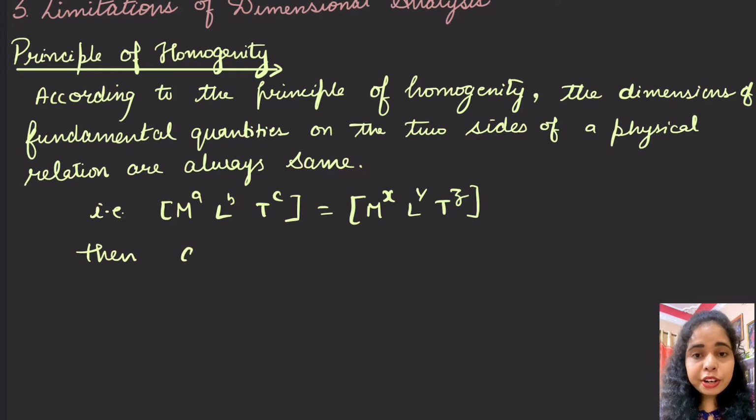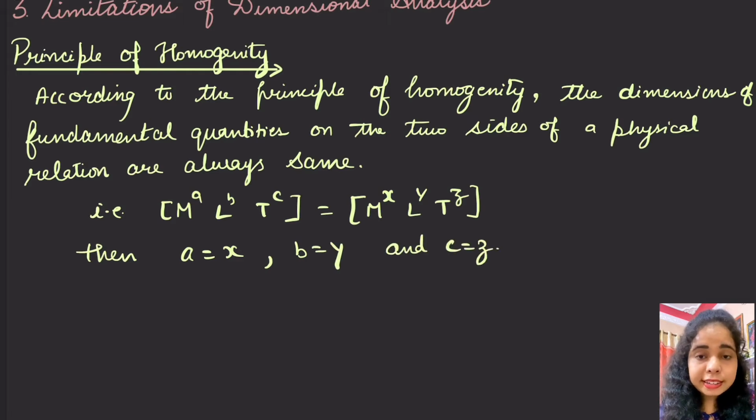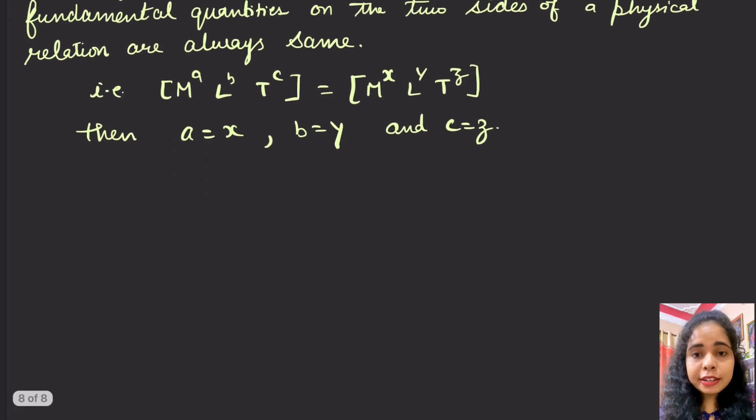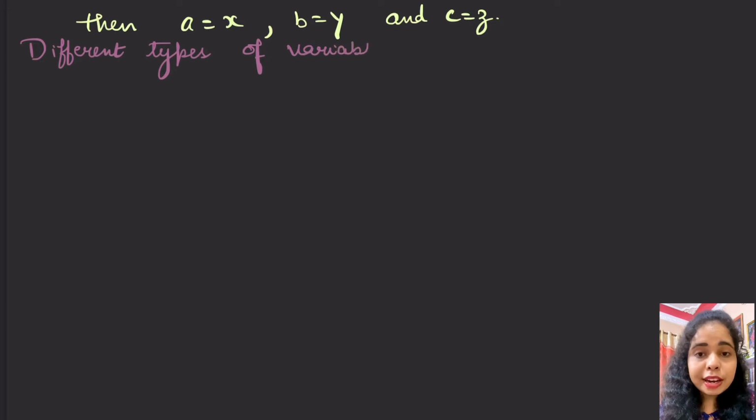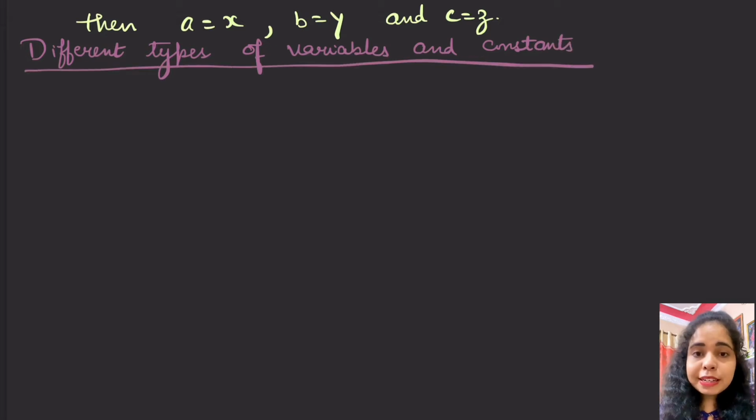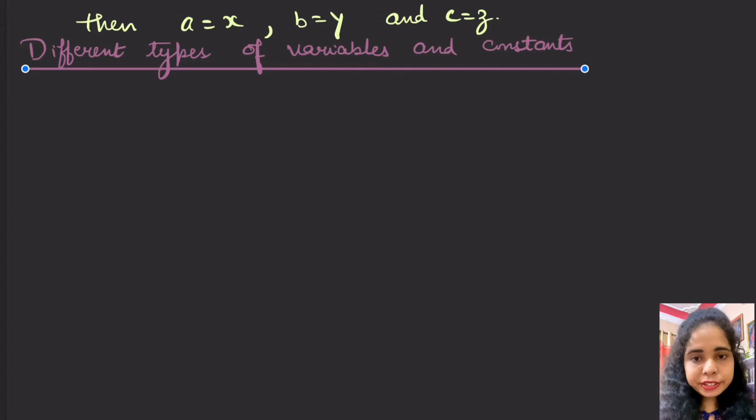In this case, according to the principle of homogeneity, the dimensions of mass on the left hand side are equal to the dimensions of mass on the right hand side, that is a is equal to x. Similarly, dimension of length on the left hand side of the equation is equal to dimension of length on the right hand side of equation, that is b is equal to y. And similarly, dimension of time on the left hand side of the equation is equal to dimension of time on the right hand side of equation, that is c is equal to z. So this principle of homogeneity will be used when we will be discussing the uses of dimensional analysis.